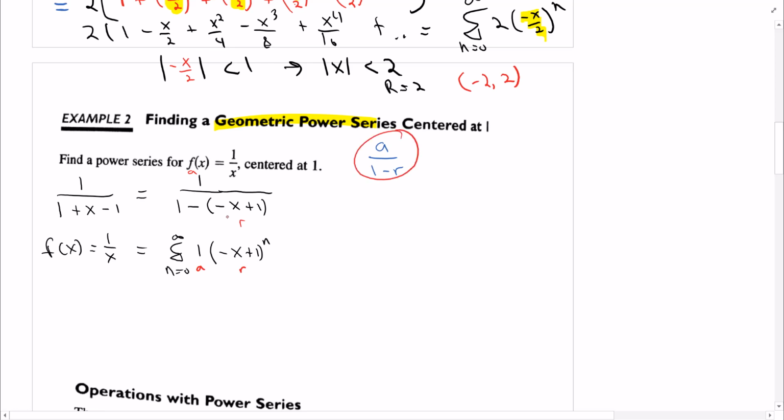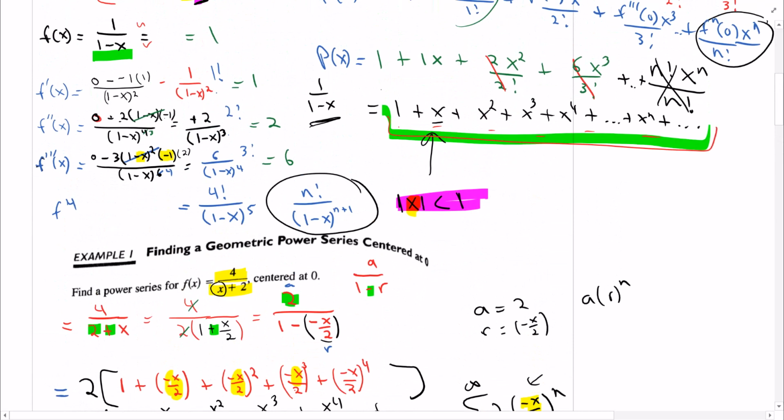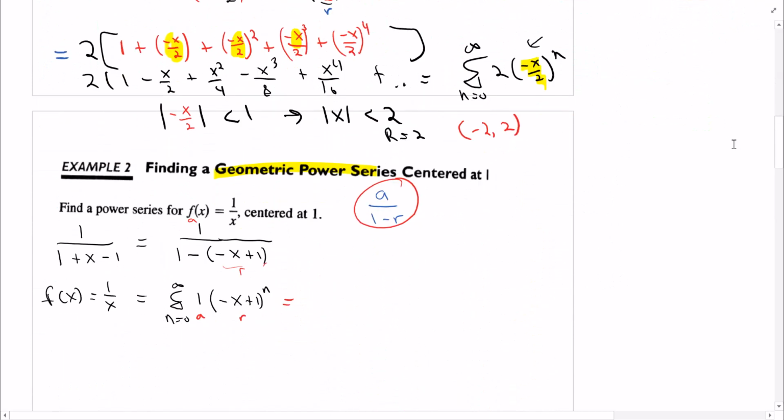So what we can do is, if f of x equals 1 over x, we can write an infinite series from 0 to infinity. We already know what a is, so it's going to be 1 times negative x plus 1 to the nth power. We're just writing a and r according to this. And then we're going to write out our sequence. We can go back to this one that we should memorize, and we're replacing all of our x's with negative x plus 1.